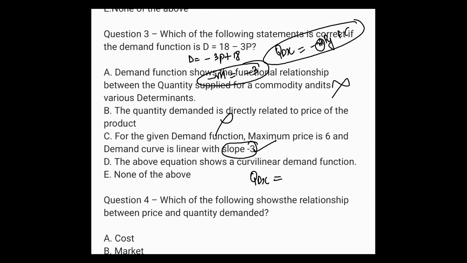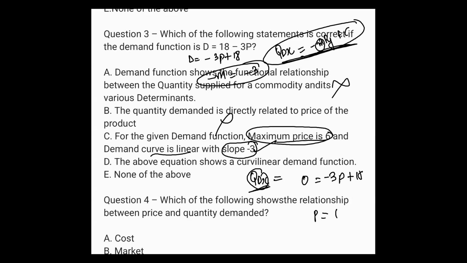Slope is -3, and demand curve is linear. Obviously, this equation is a linear curve. So maximum price is 6. Also, you can calculate how. When I teach you market equilibrium, you will equate it to 0. So you will see that 0 equal to minus 3P plus 18. वहाँ चला जाएगा. So price will be 18 by 3, that is 6. So price will be 6.